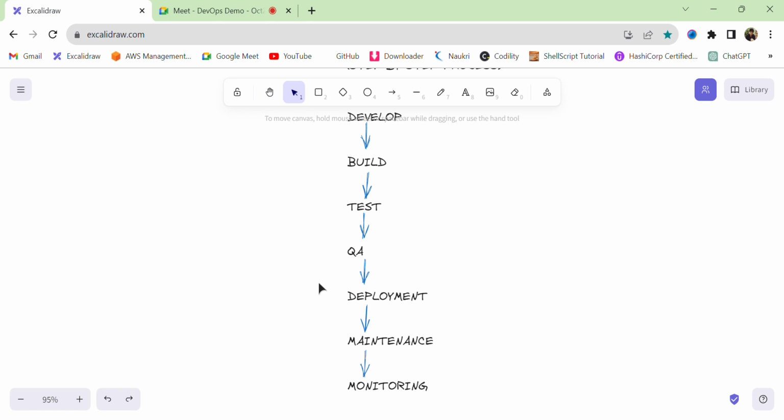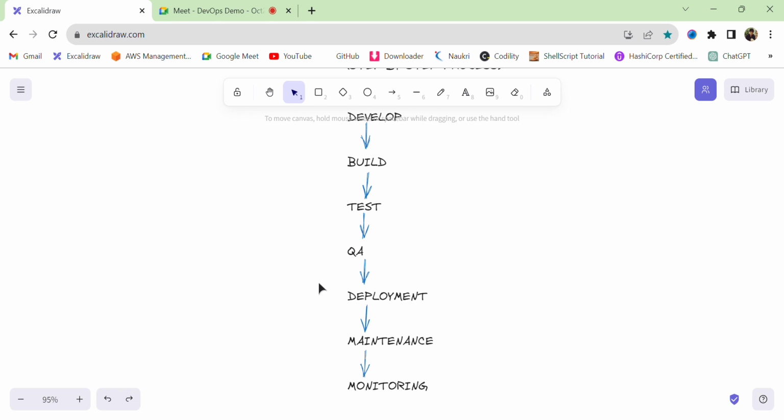Now, when we see this process, you can see there are many limitations that come from this, right? There will be many internal clashes between the teams. The build team will say that the development team did not write the code properly, and that is the reason they are not able to build the product. After that, the testing team will say that the build team did not work properly, and that is the reason they are not able to test the product properly.